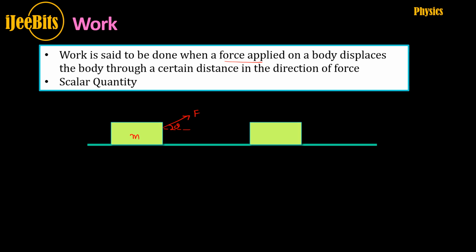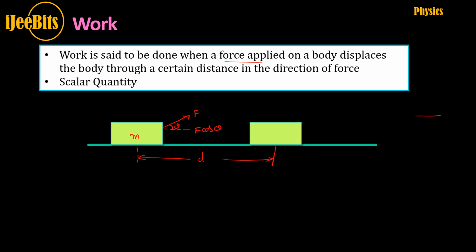By doing that, the body moves a certain distance, let's say d. The body is moving in the direction of force. This is the net force. If you componentize it, what would happen here? This is nothing but F cos theta, as we all know.